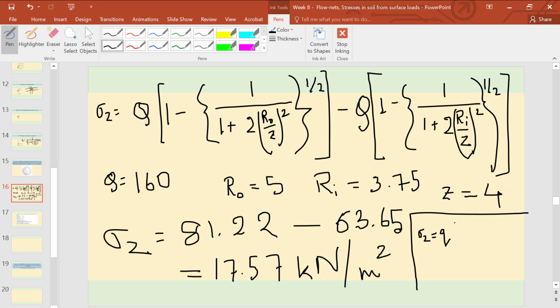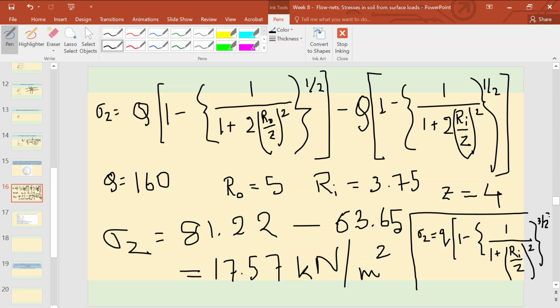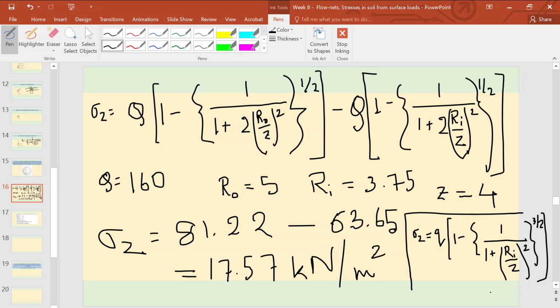Q into, very similar, 1 minus, and because it is similar, both together will be easy to remember. 1 plus a by z or r by z, whatever. So I'll just write, you want the inner one, right? ri by z whole square, not considering the Poisson's ratio, hence not writing 2 on the outside. This is the difference. And here we have 3 by 2, this one.